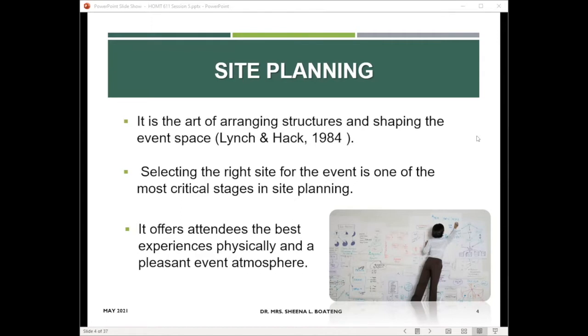So you have to make sure that you choose the right site that has the right characteristics and factors that will come together to communicate the vision or the theme of your event and give the attendees at your event a most pleasant experience once the event is executed.